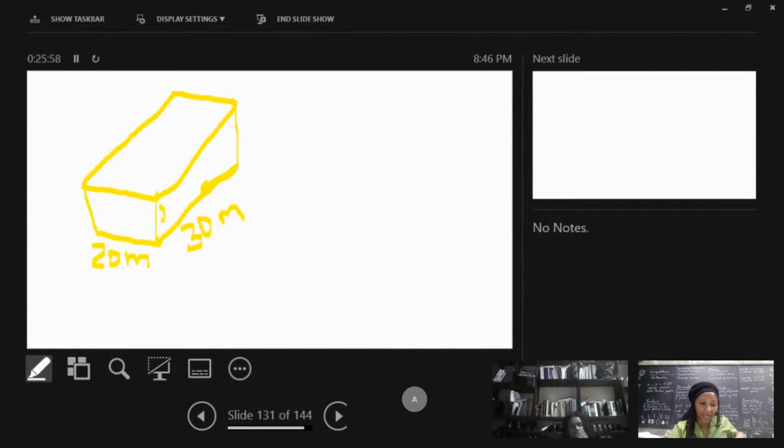I want the height, and the volume is 900 meters cubed. And 100. Oh okay, miss, this is kind of an easy question, to be honest. They're all easy though. So we multiply 20 times 30. 600.